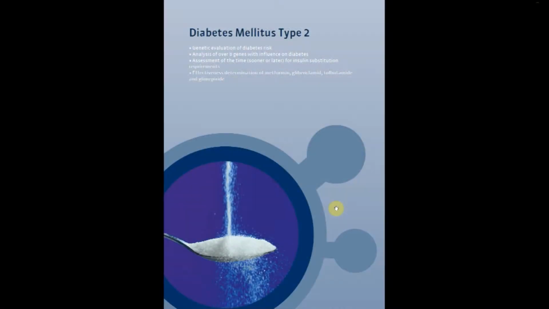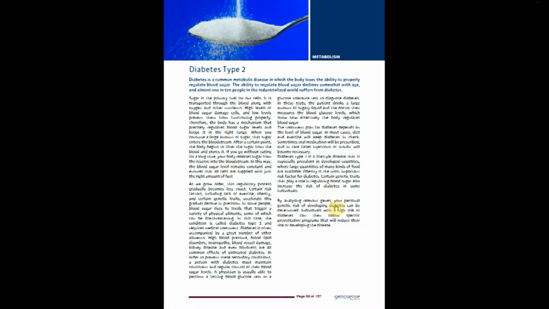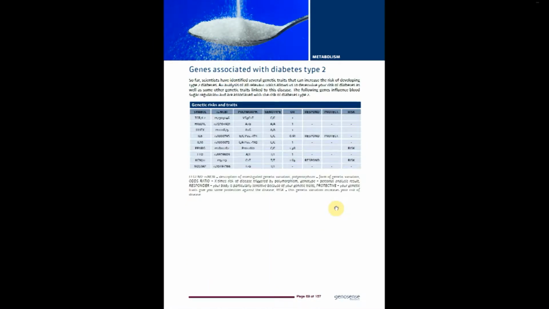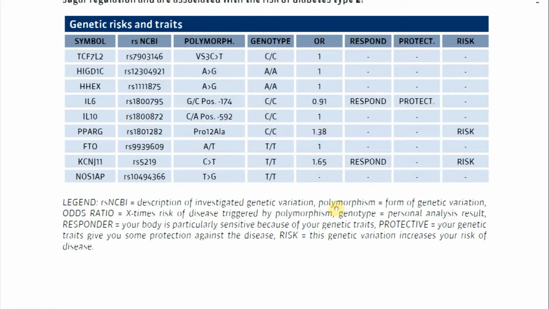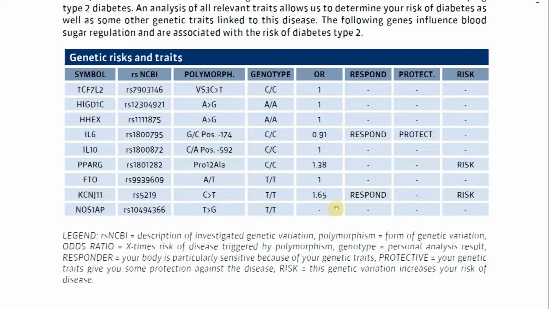Now, diabetes mellitus type 2. This is age diabetes. It's basically blood sugar levels that are getting out of control. Again, here's some background information, do read through it, and here are the genes that are involved in it. Again, very technical, not necessary for you to understand. This is your genetic result. It's going to stay the same for the rest of your life, so no need to test that ever again. And here's the odds ratio, the relative risk of developing a disease.